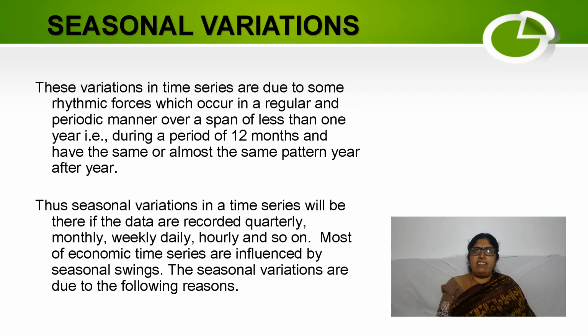Seasonal variations. These variations in a time series are due to some rhythmic forces which occur in a regular and periodic manner over a span of less than 1 year, that is, during a period of 12 months, and have the same or almost the same pattern year after year. Thus, seasonal variations in a time series will be there if the data are recorded quarterly, monthly, weekly, daily, hourly, and so on. Most of the economic time series are influenced by seasonal swings.